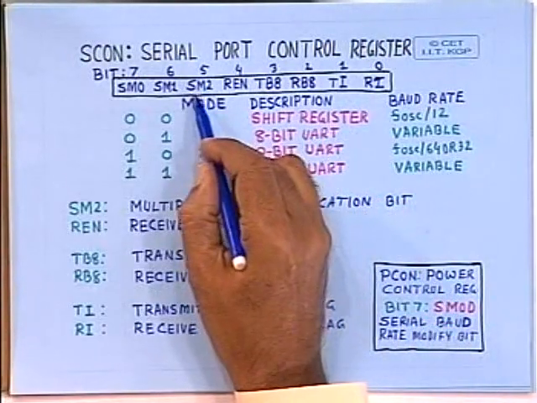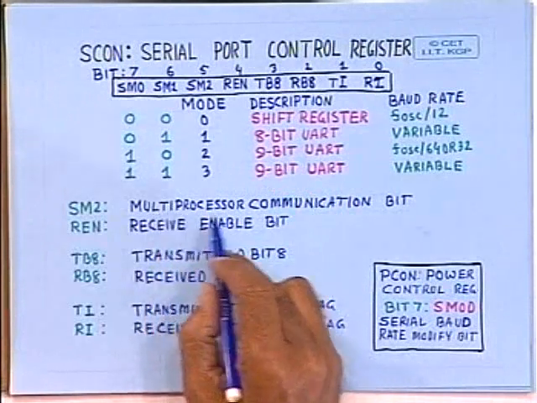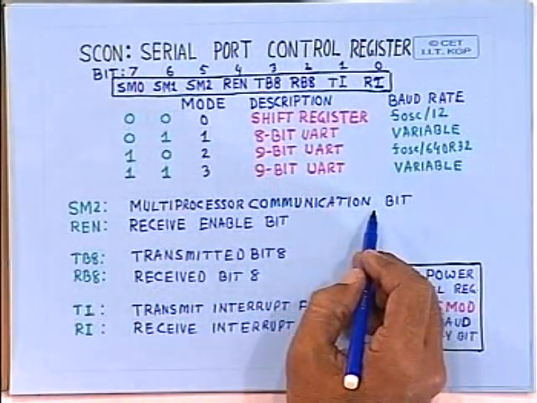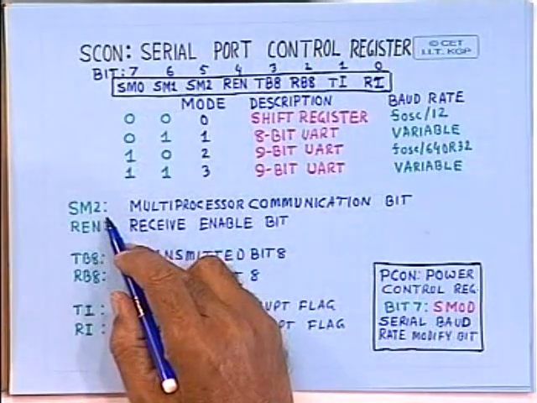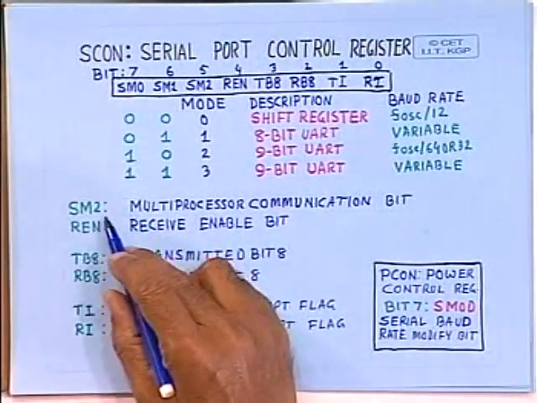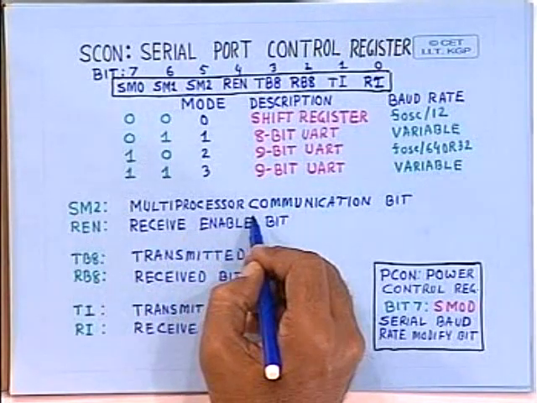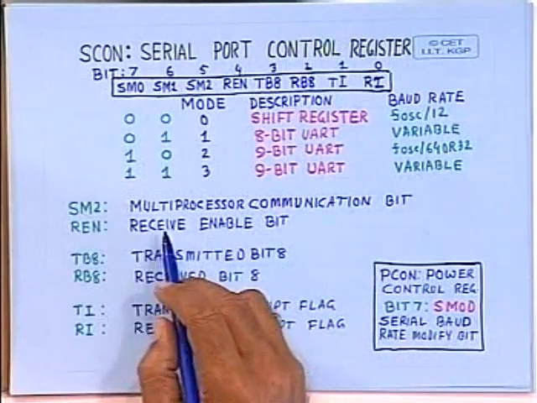And this bit, the SM2 bit, facilitates the use of the device for multiprocessor communication. Whenever you use this SM2 bit, it will enable the use of the device in multiprocessor communication mode, and later on we shall explain the use of this SM2 bit for multiprocessor communication. We shall see how it can be done.